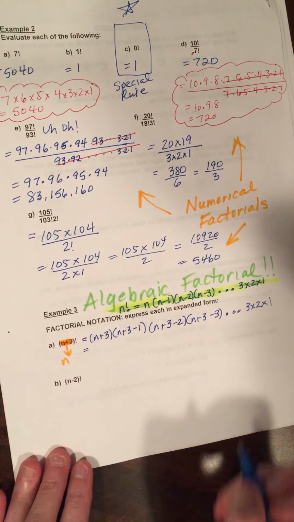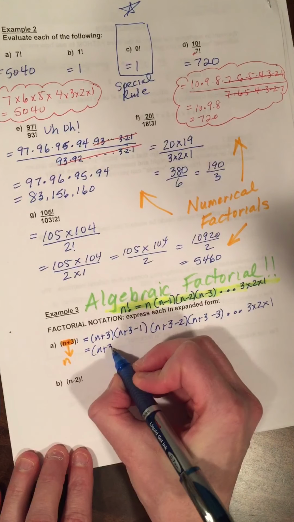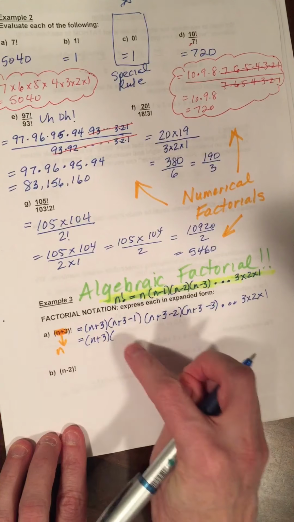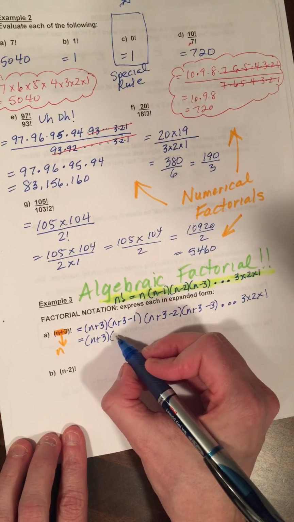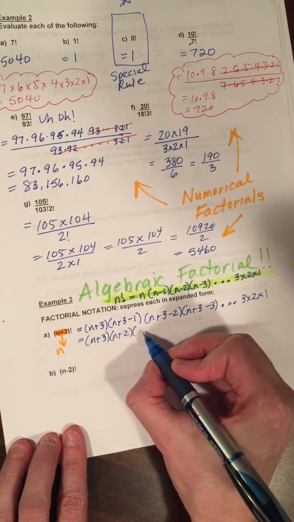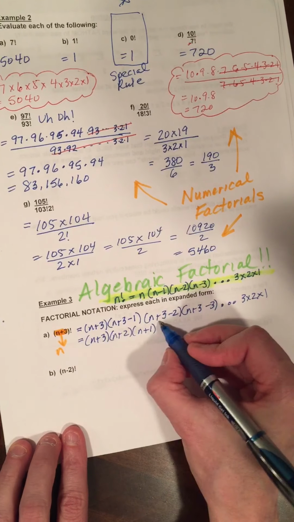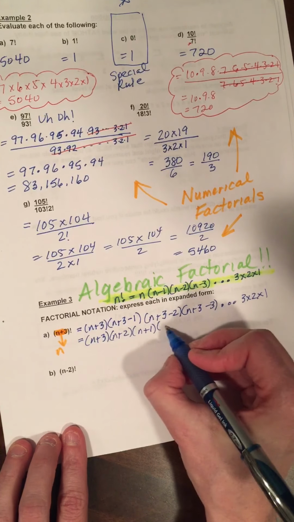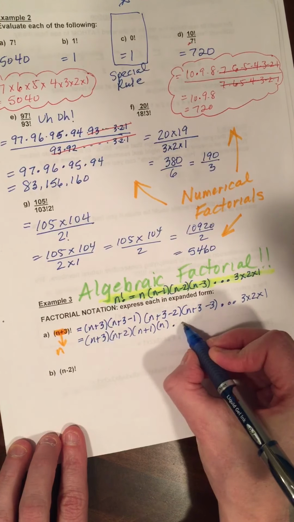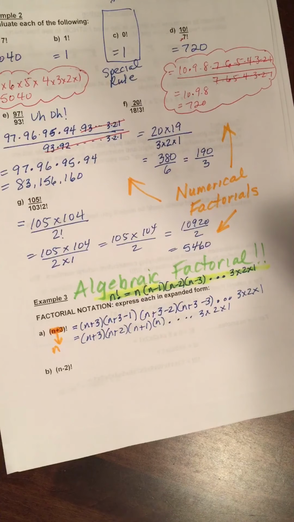Now, some of your brackets need a little bit of tidying up. First one doesn't. Second one does, because 3 minus 1 is 2. Third one does, because 3 minus 2 is 1. The next one does, because 3 minus 3 is nothing. Dot, dot, dot. 3 times 2 times 1. Beautiful form. Everything's perfect. Let's try another one.